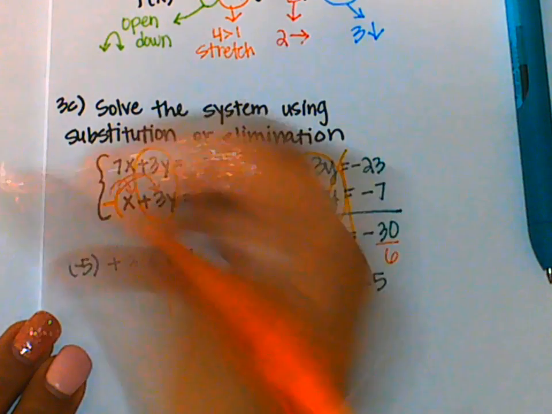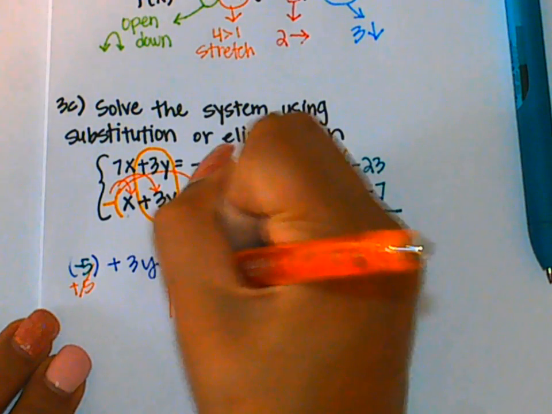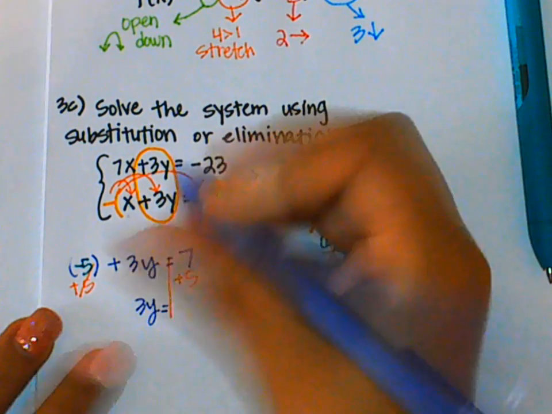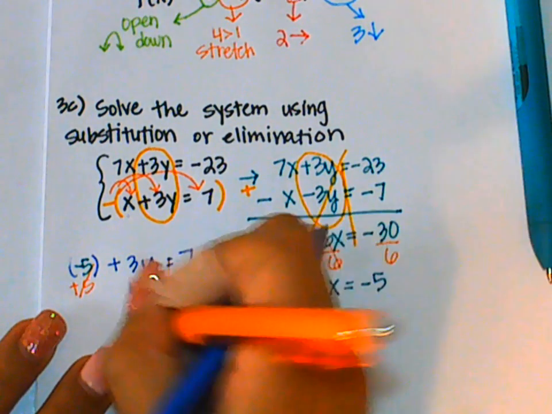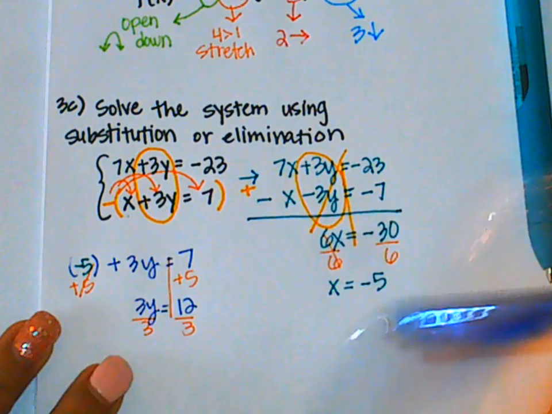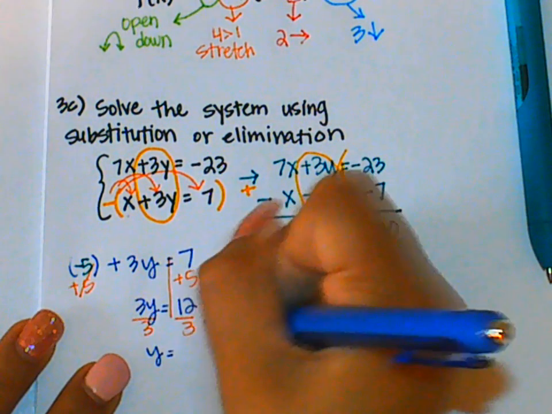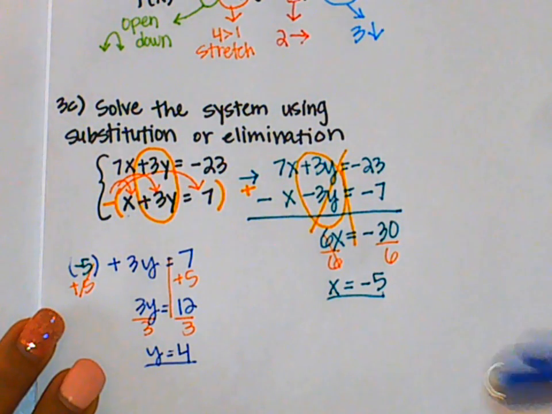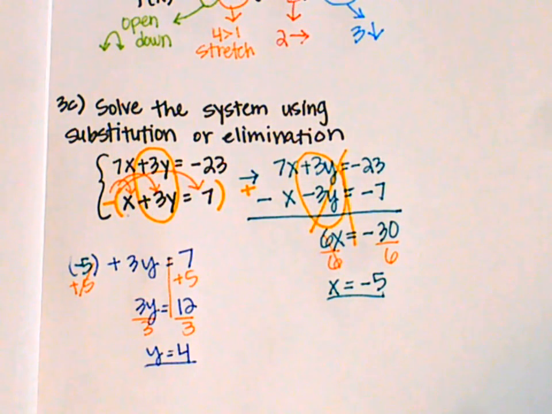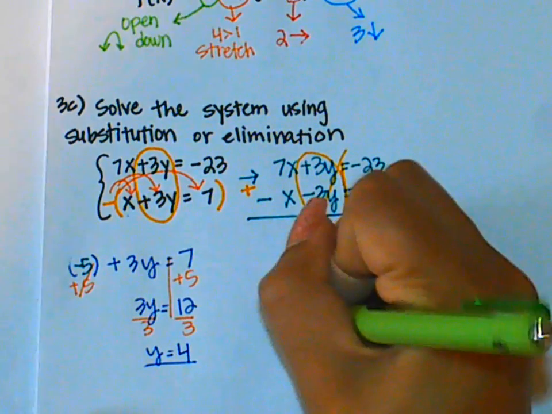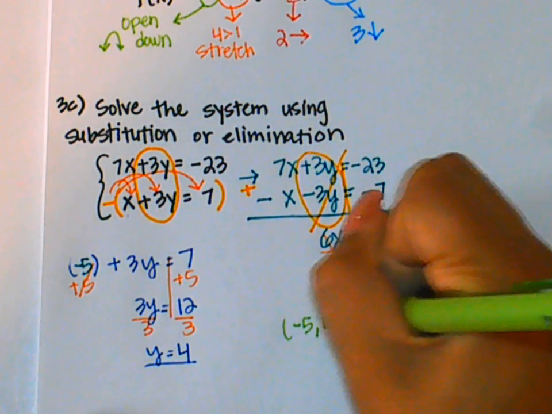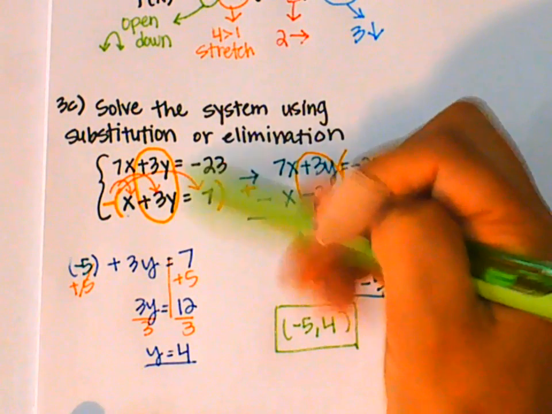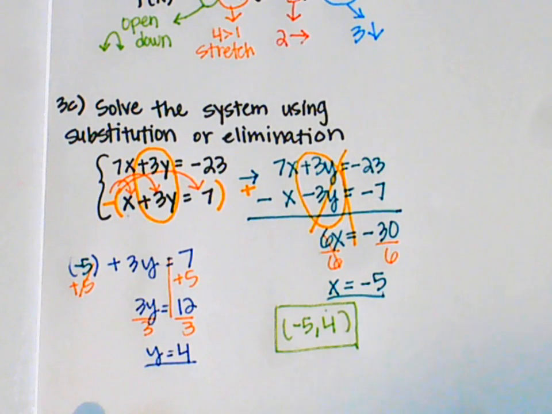So I'm going to go ahead and just move that over now. 3y is equal to 7 plus 5, which is 12, divided by 3. y is equal to 12 divided by 3, which is 4. So now that I have my y and I have my x, I can write those as my answer, which would be (negative 5, 4). That means that these two equations intersect at this point, which is my solution.